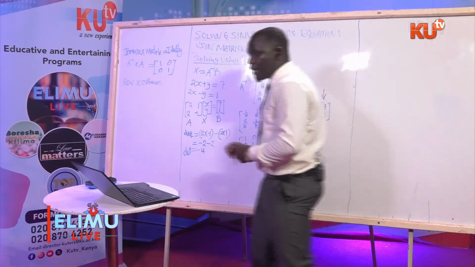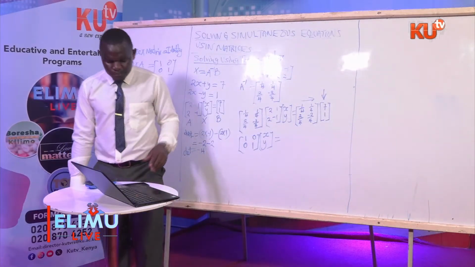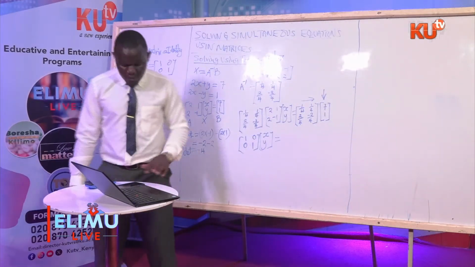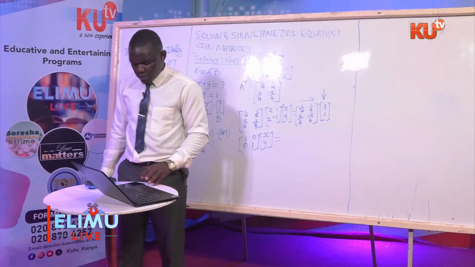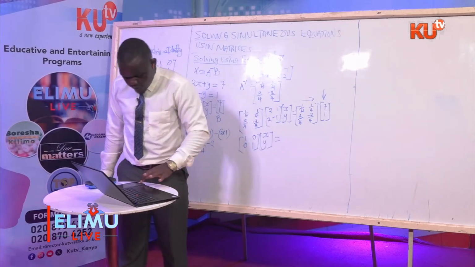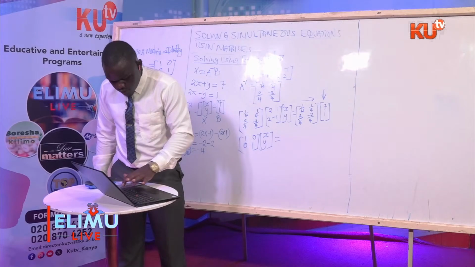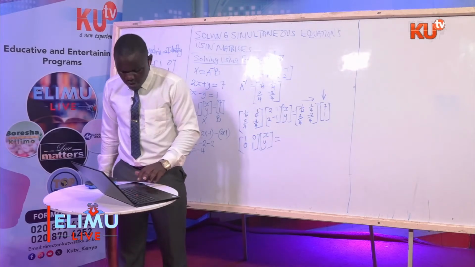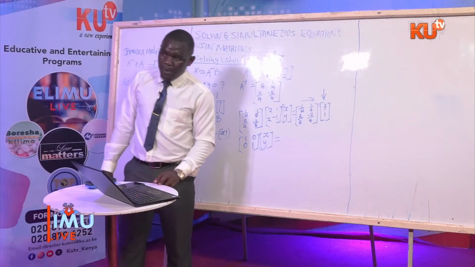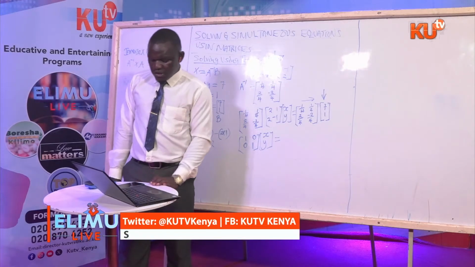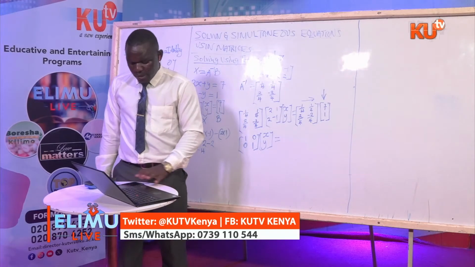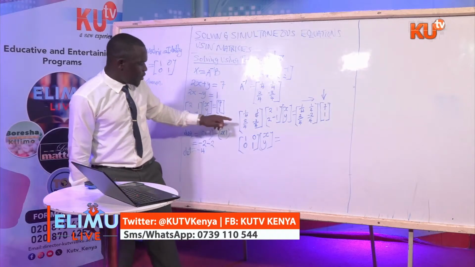With the help of our calculators, let's do it together. Get your calculator ready. I'm also having mine here. 1 over 4, you key in 1 over 4. You multiply it by 7. You close the bracket because you opened before doing it. Then key in addition sign. Open another bracket, learners. Then 1 over 4.